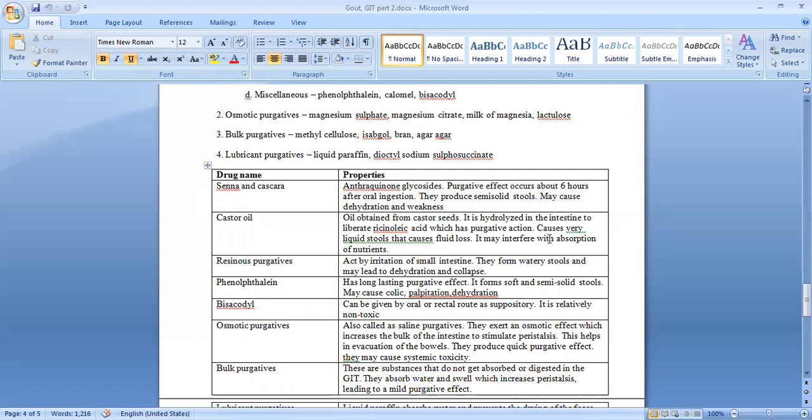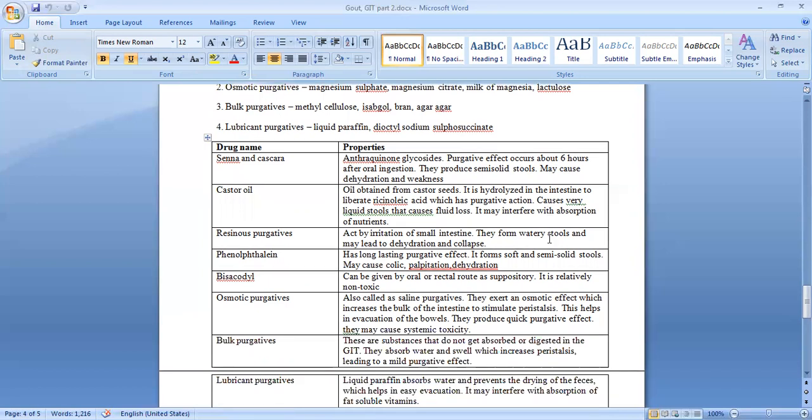Castor oil was very commonly used in the olden times. The oil is obtained from the castor seeds, and inside the intestine it will liberate a compound called ricinoleic acid, and that ricinoleic acid has purgative action. Now it causes totally liquid stools. So if there is a lot of liquid which is going to get passed out, there can be fluid loss and dehydration. Also, because this is an oily substance, it may interfere with the body's ability to absorb other nutrients.